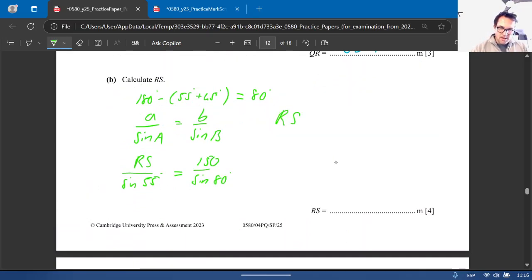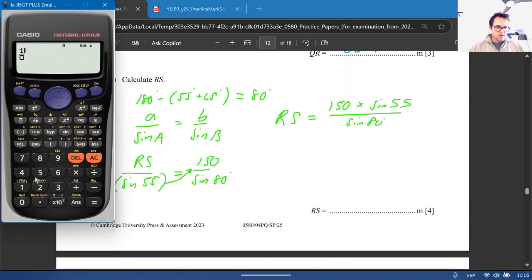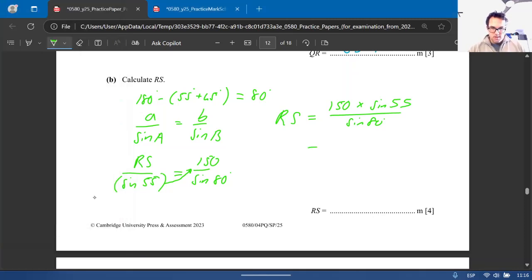So to know what RS is, we take all of this and multiply it on the other side. So we multiply it with that. It will be 150 times sin 55 over sin 80. That's what we put into the calculator: 150 times sin 55 over sin 80. That gives 124.768.